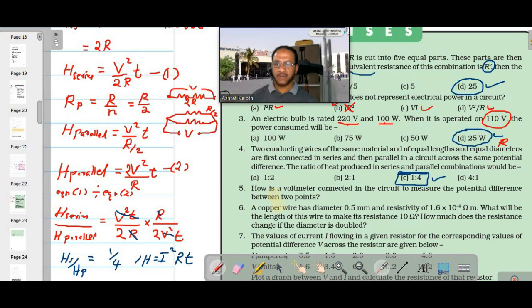Square is there. Yes. Now, what is question number 5? How is a voltmeter connected in a circuit to measure the potential difference between 2 points? Voltmeter is connected in parallel and ammeter in series.